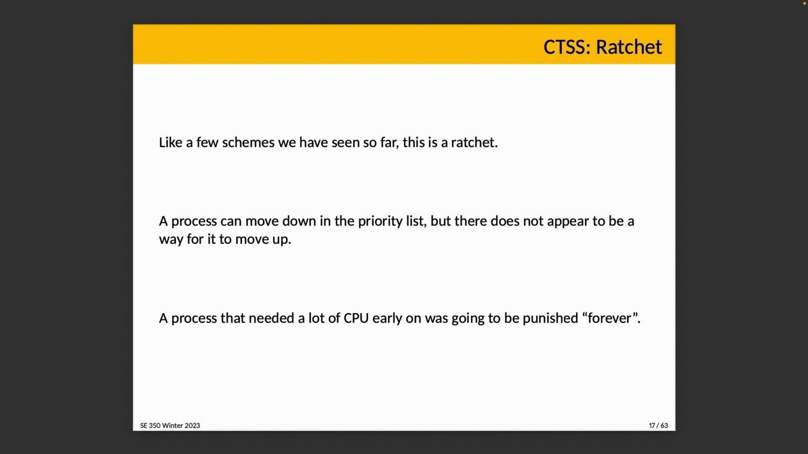Okay, look at a couple of the things that we've talked about so far. This is kind of a ratchet, like it only goes in one direction. So a process can move down in the priority list, but we haven't discussed any way for a process to move up in the priority list. And that sounds like it might not be fair, right?